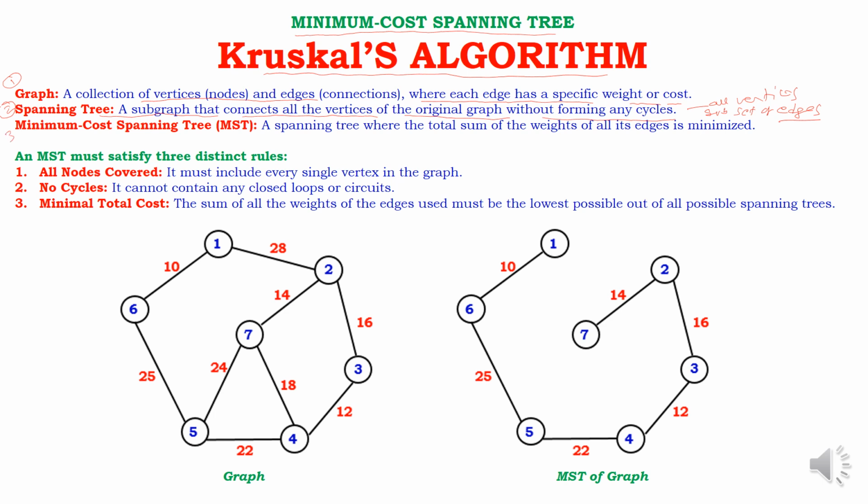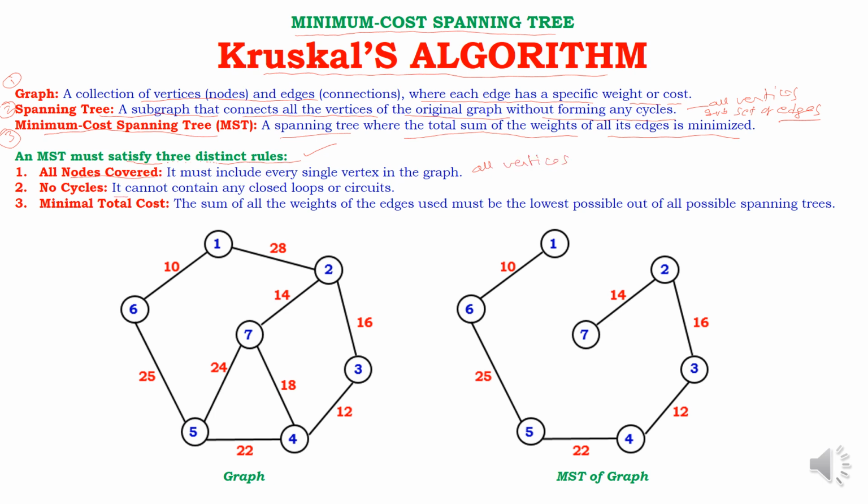Then what is a minimum cost spanning tree? A minimum cost spanning tree is a spanning tree where the total sum of weights of all its edges is minimized. The minimum cost spanning tree must satisfy three distinct rules. They are: first one is all nodes covered. It should contain all nodes, so all vertices.